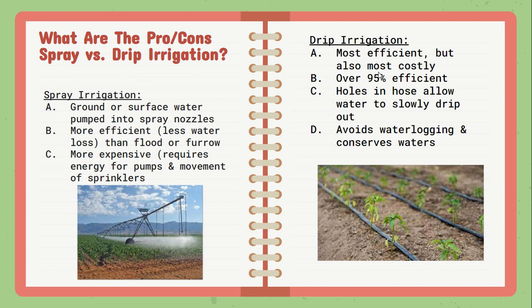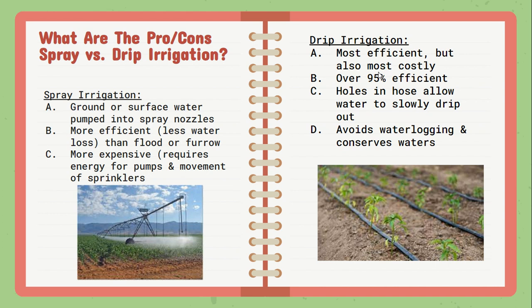Here next we have our spray versus drip irrigation. Our ground or surface water is usually obtained through a spray or a nozzle. Usually there's lots of computer programming involved in spray irrigation as well. It's usually very efficient. We have a lot less water loss, right, because we're not flooding the field. But it can be a little expensive because you are purchasing equipment and so on.